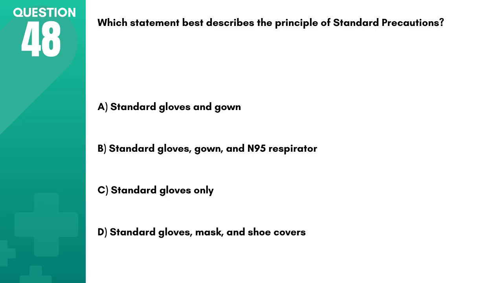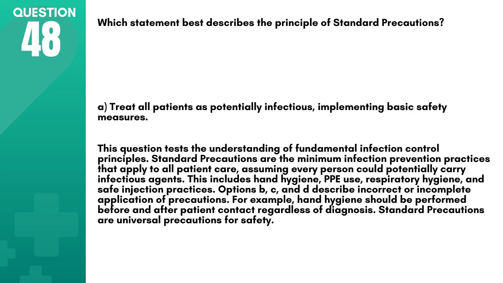Answer A. Treat all patients as potentially infectious, implementing basic safety measures. This question tests the understanding of fundamental infection control principles. Standard precautions are the minimum infection prevention practices that apply to all patient care, assuming every person could potentially carry infectious agents. This includes hand hygiene, PPE use, respiratory hygiene, and safe injection practices.